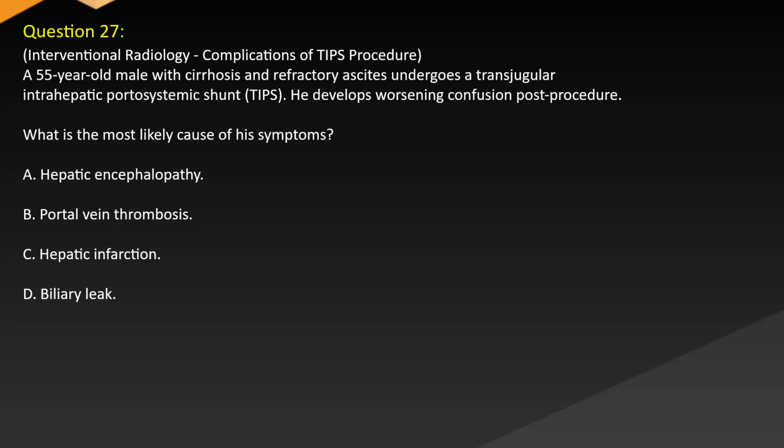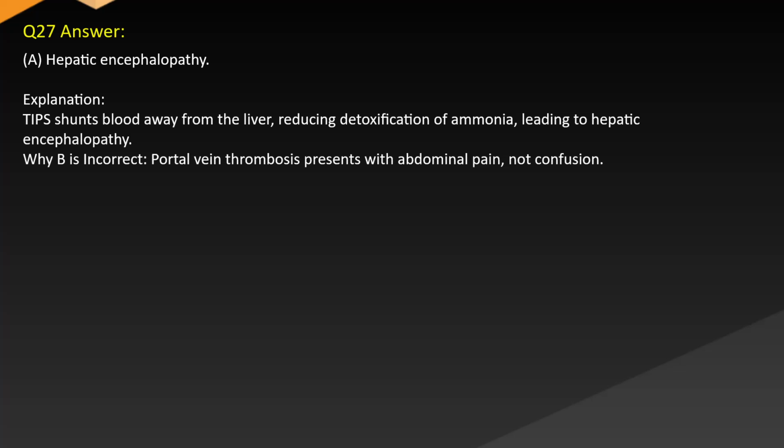A. Hepatic encephalopathy. B. Portal vein thrombosis. C. Hepatic infarction. D. Biliary leak. Answer A. Hepatic encephalopathy. Explanation: TIPS shunts blood away from the liver, reducing detoxification of ammonia, leading to hepatic encephalopathy. B is incorrect. Portal vein thrombosis presents with abdominal pain, not confusion.